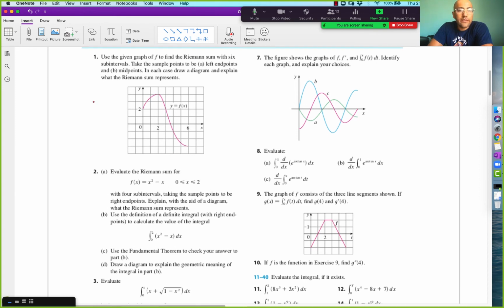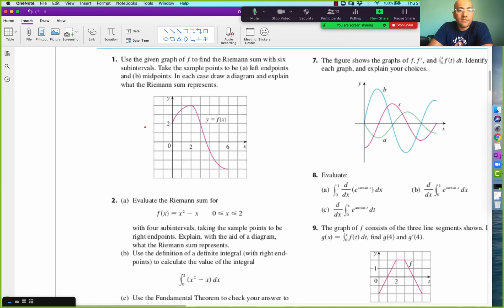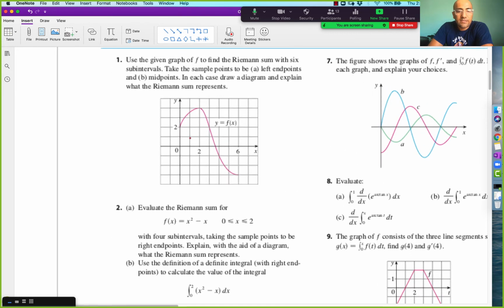So number 1 is to do a Riemann sum of 6 intervals. So we talked about that. We got to come up with a nice approximation where we come up with 6 rectangles. And we want to integrate this region from 0 through 6 with 6 subintervals. So it makes sense that each rectangle is going to be exactly equal to one of these squares, right? The footprint of the rectangle is going to be one of these squares.